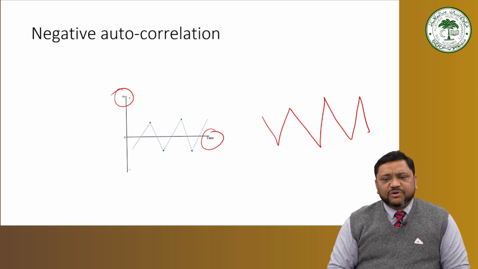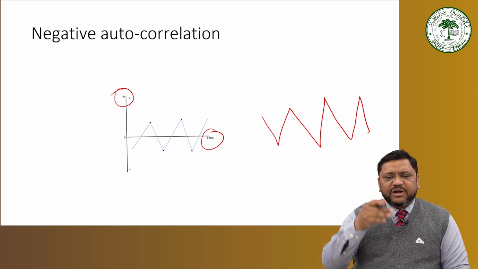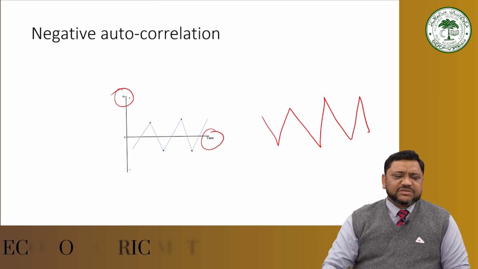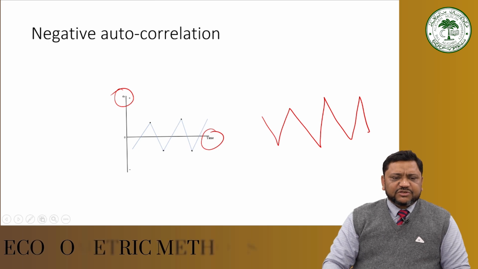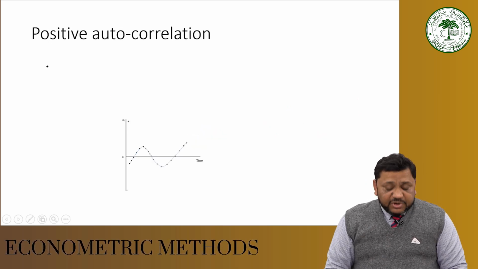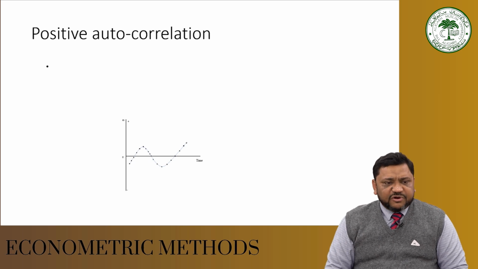When the variable goes up and reaches a peak point and again starts falling without any time lag, then again rises up, this is called a case of negative autocorrelation. Whereas this example is a case of positive autocorrelation.